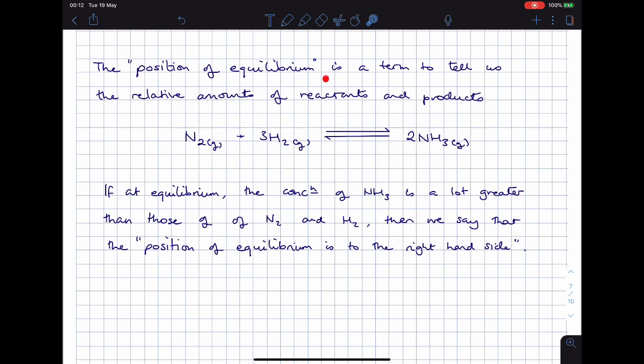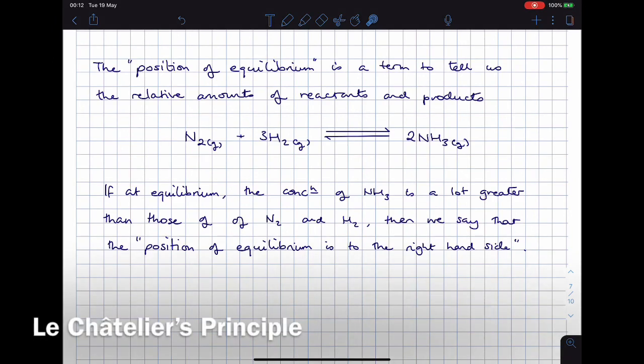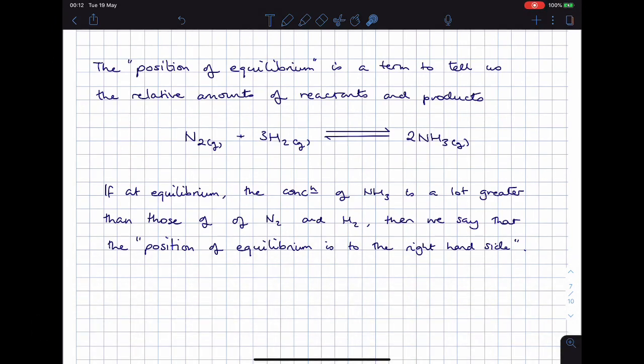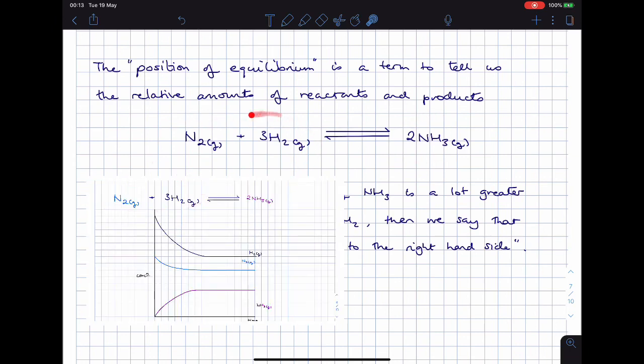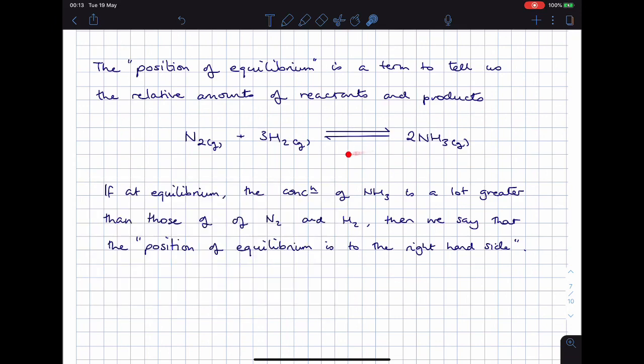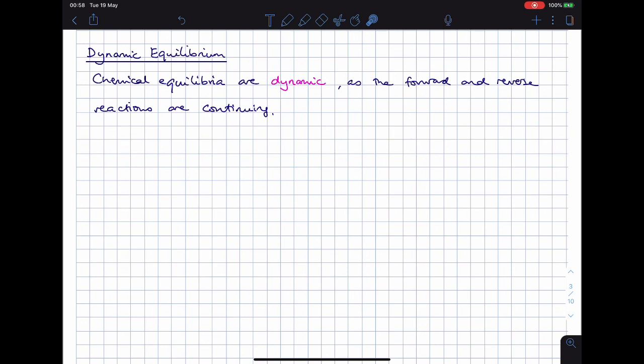Then we say that the position of equilibrium for this reaction is towards the right hand side of the equation. The position of equilibrium isn't fixed, it depends on the conditions of the reaction, and we look at that when we look at Le Chatelier's principle in the next video. So you could have a situation where a reaction mixture of nitrogen, hydrogen and ammonia has more of the nitrogen and hydrogen compared to the ammonia, then we say the position of equilibrium is towards the left hand side of the equation.